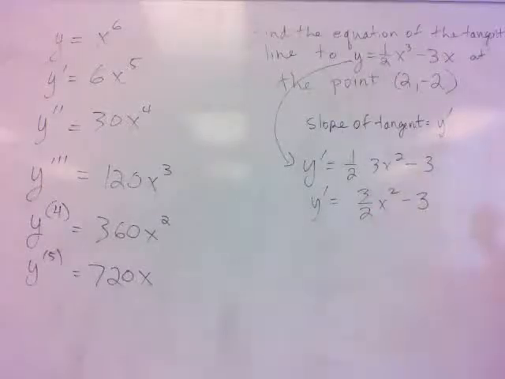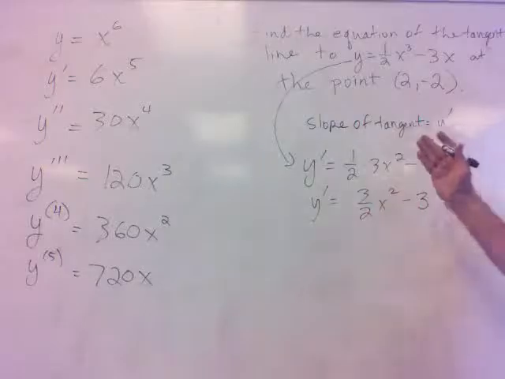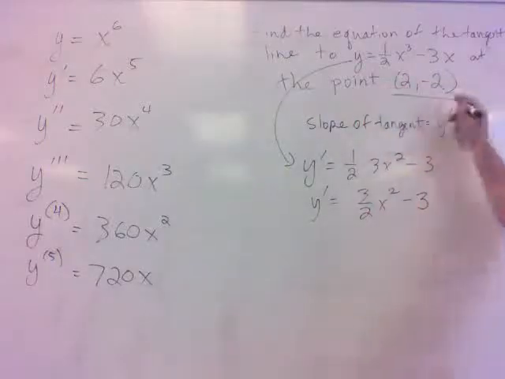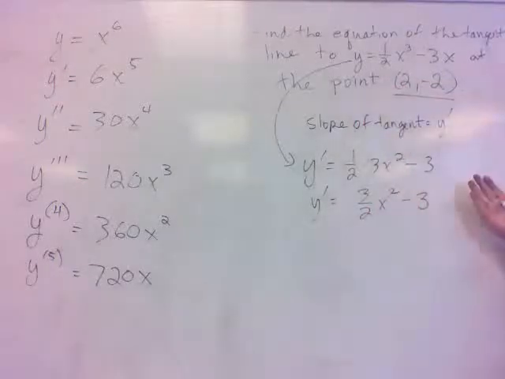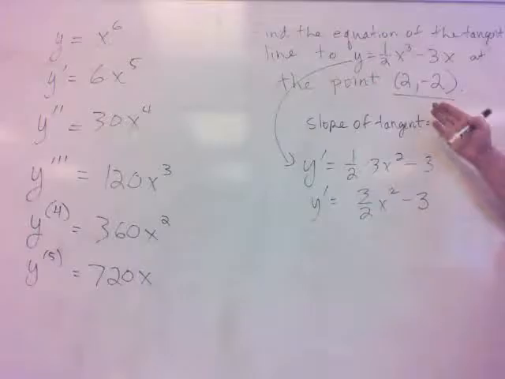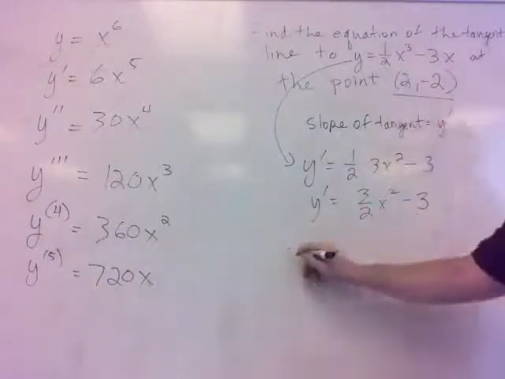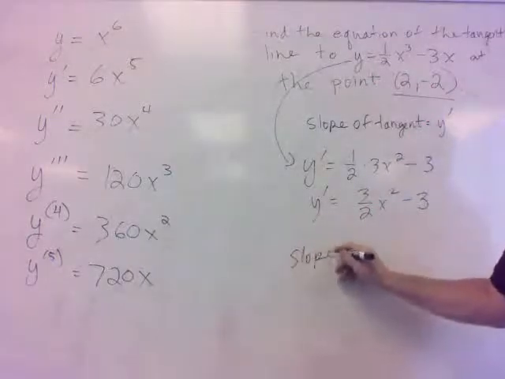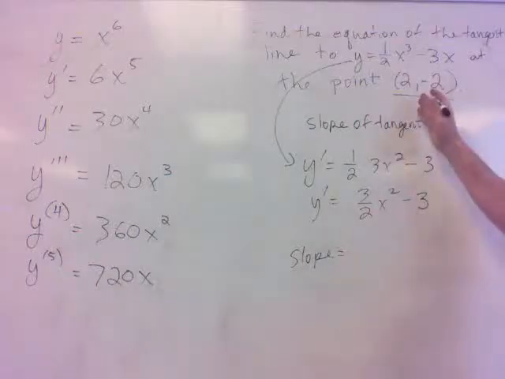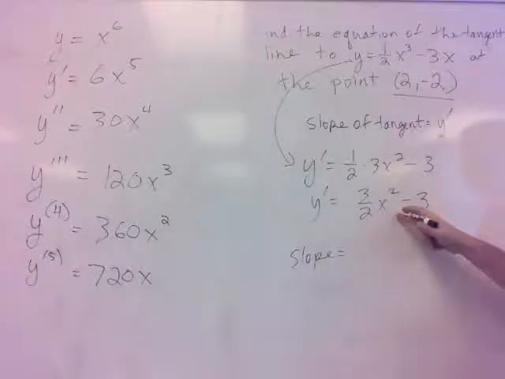Now, in this case, I want specifically a specific slope. I want the slope at 2, negative 2. So what does that mean for my derivative? Well, isn't this at the x value of 2? So my slope at 2, negative 2 is going to be the derivative, plug in the x value.